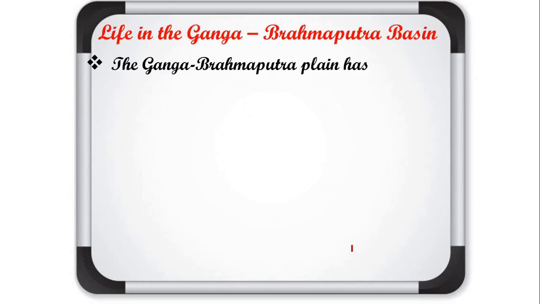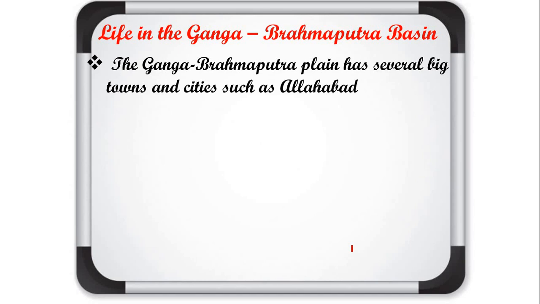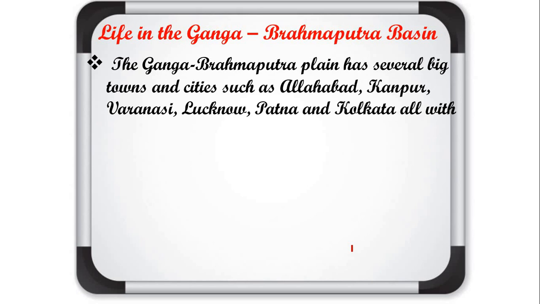Now the Ganga and Brahmaputra plain has several big towns and cities such as Allahabad, Kanpur, Varanasi, Lucknow, Patna and Kolkata, all with a population of more than 10 lakhs. So these are some cities like Allahabad, Kanpur, Varanasi, Lucknow, Patna, Kolkata. They are located on the banks of the Ganga and Brahmaputra rivers, and they are densely populated areas.